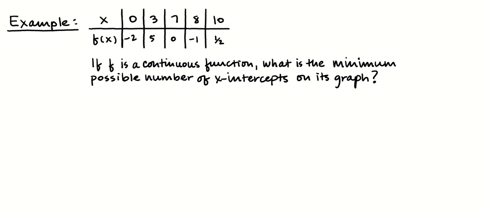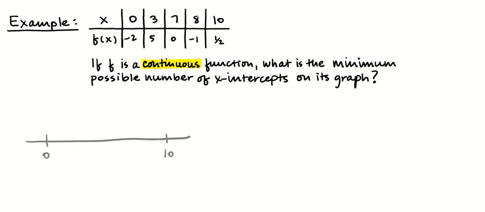So just putting that theorem to a little bit of work right here. If f is a continuous function, what is the minimum possible number of x-intercepts on its graph? Okay, I'm going to show you how to do this one 2 different ways. First, I'm going to draw a picture. I'm going to sketch a picture of the graph, right?